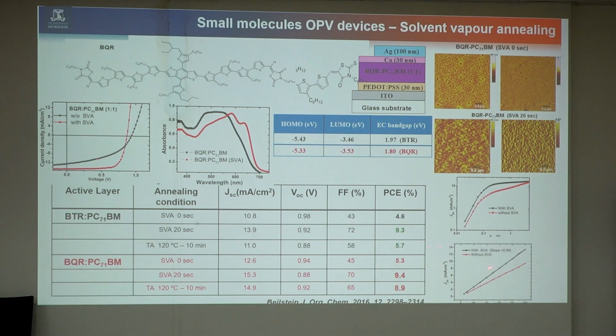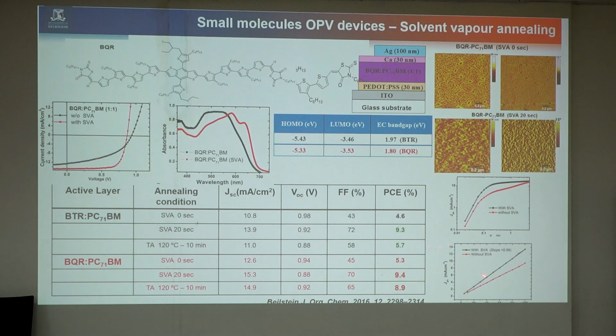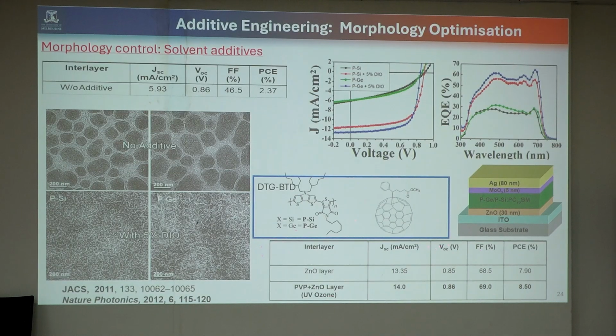And also if we study the photocurrent versus voltage, we can see the slope is nearly 1 for the device with vapor annealing. This shows us very good reduced bimolecular recombination. That's why we are getting a very good fill factor of 72%, 70% in this case. So if you make a very good material with the right optimization, you get a very good fill factor and good performance.